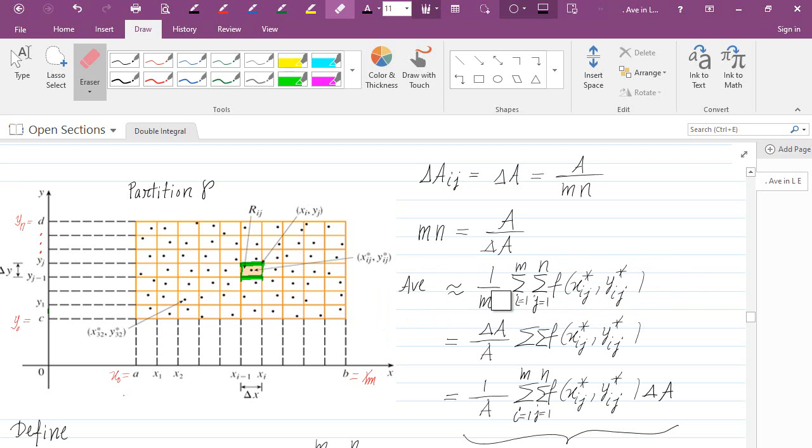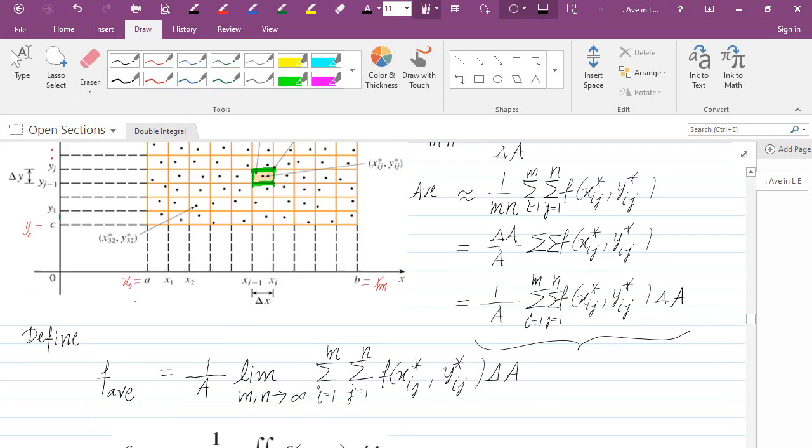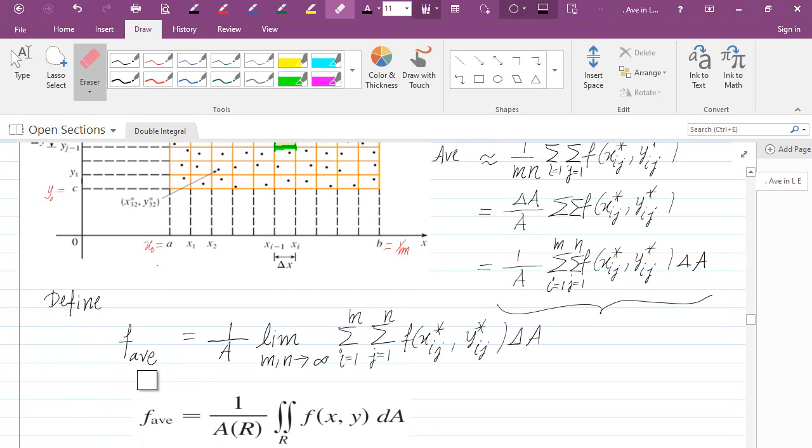Now 1 over mn, since mn is A over delta A, 1 over mn would be delta A over A, and we're going to put the delta A inside of the summation. If we do that we get 1 over A, and then the summation i going from 1 to m, j going from 1 to n, of f of xij star, yij star multiplied by delta A. So it makes sense to define the average value of f to be 1 over A times the limit as mn goes to infinity of this sum.